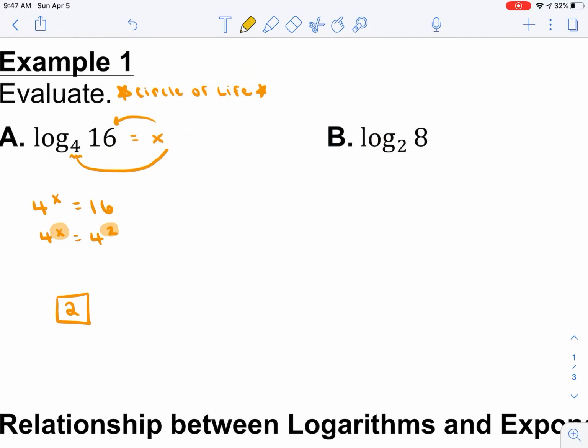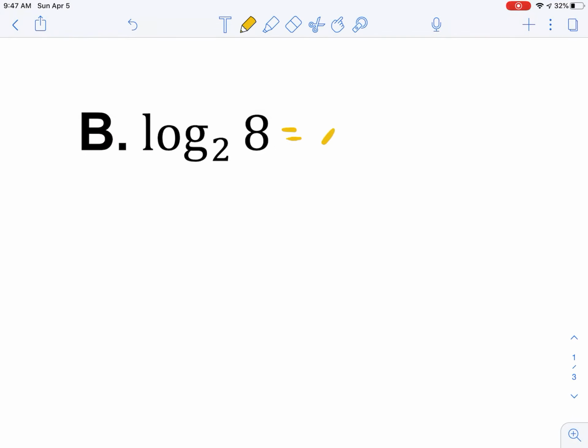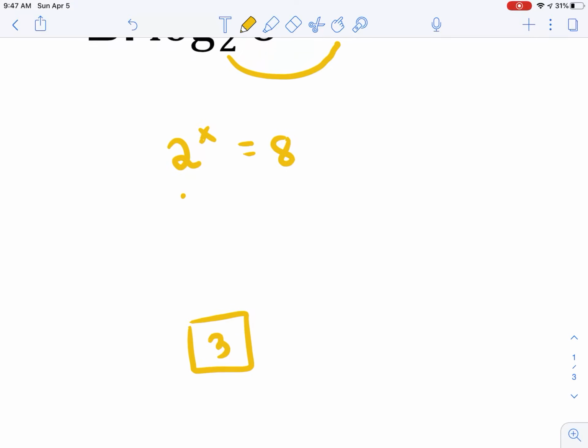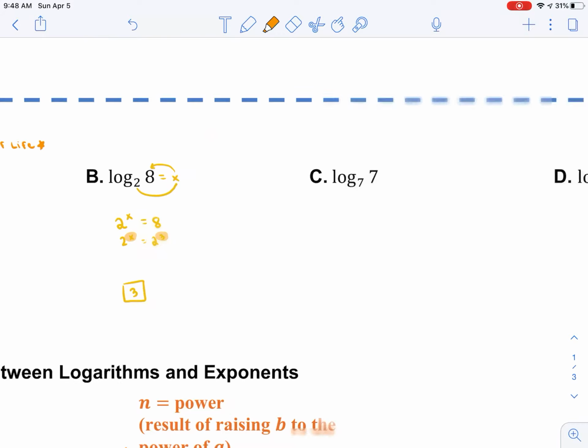Let's do the next question. With the next question, you want to think, just set it equal to x, 2 to what power is equal to 8? So use the circle of life. You start at the base, 2, go over to the equals, to the x power equals 8. Right away, you can see 2 to what power is 8. Some of you might be getting, oh yeah, 2 cubed. It's got to be 3. Alternatively, though, you can also just get the same base on each side, and then that is the exponent that we are looking for.